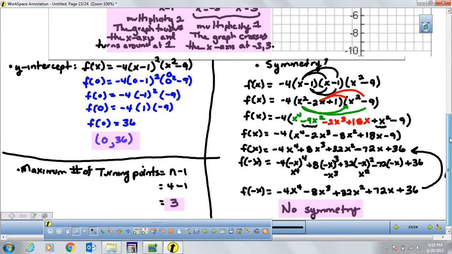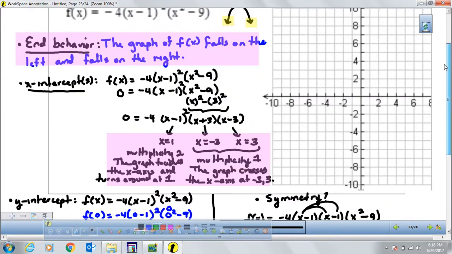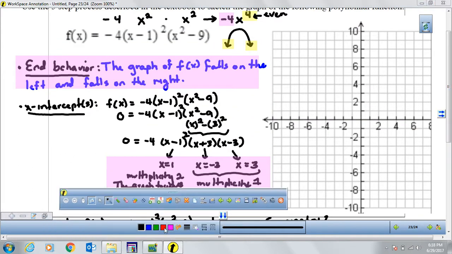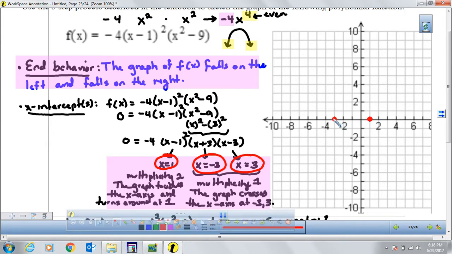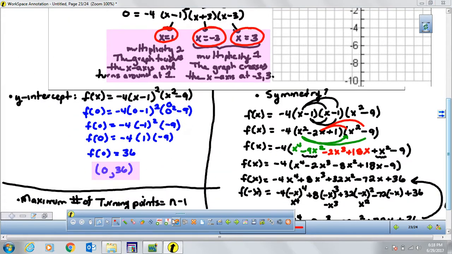Okay, so let's go ahead and put everything together in the graph. So the x-intercepts are 1, negative 3, and positive 3. I'm going to graph those x-intercepts. Those are my x-intercepts. Now, my y-intercept, as you can see, was 0, 36.